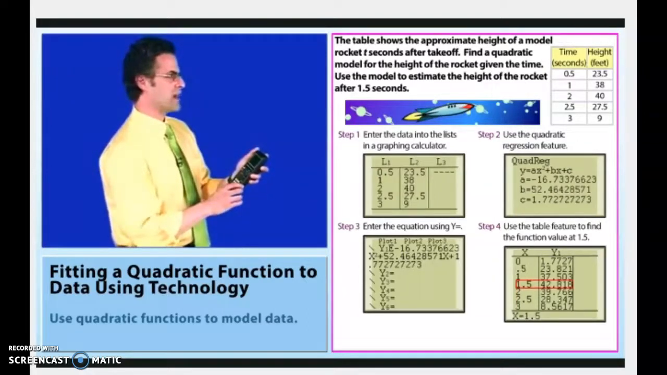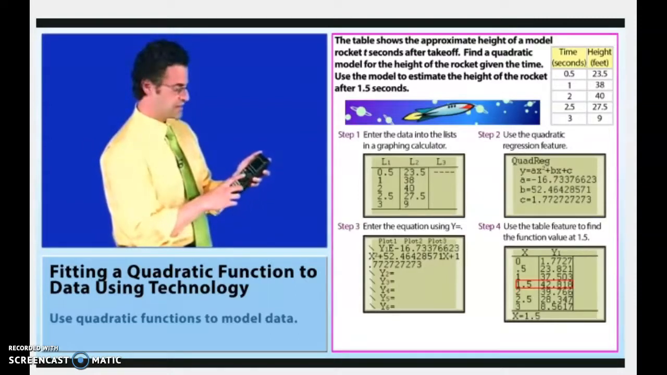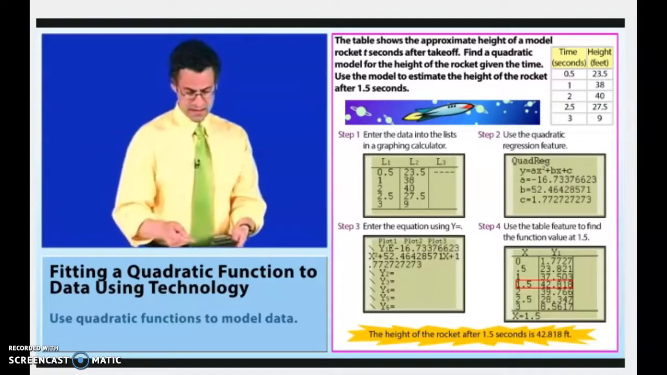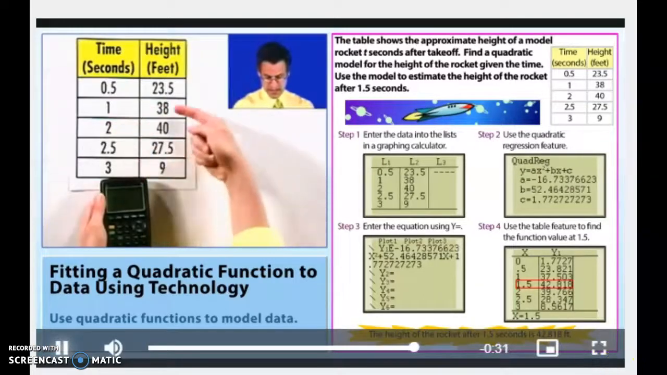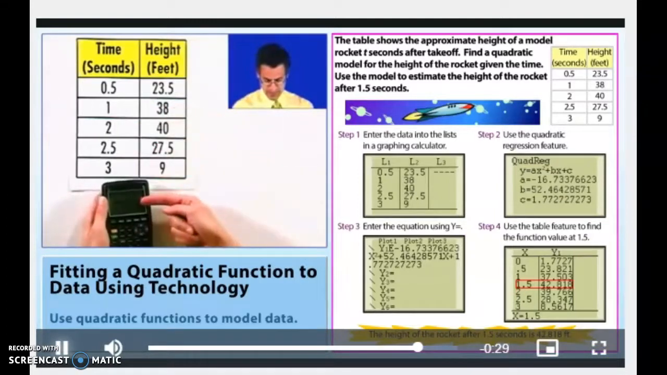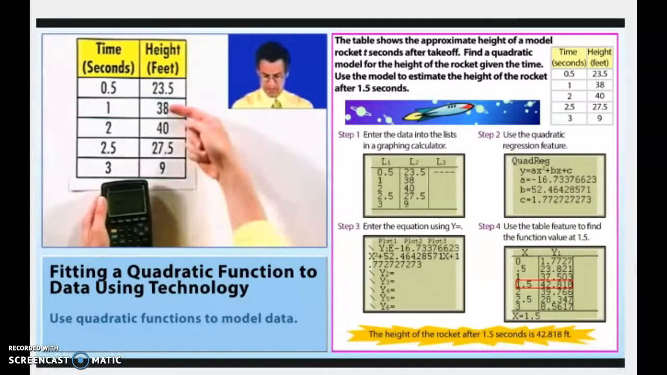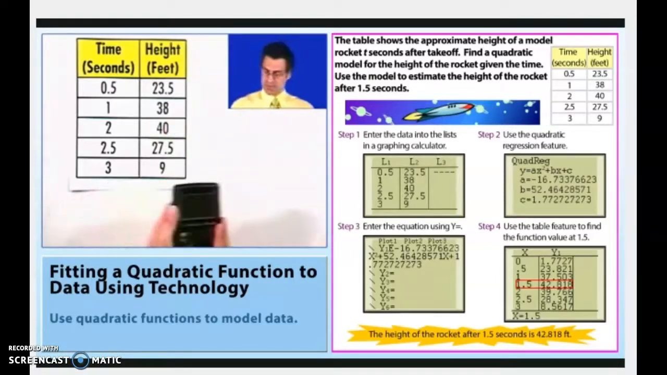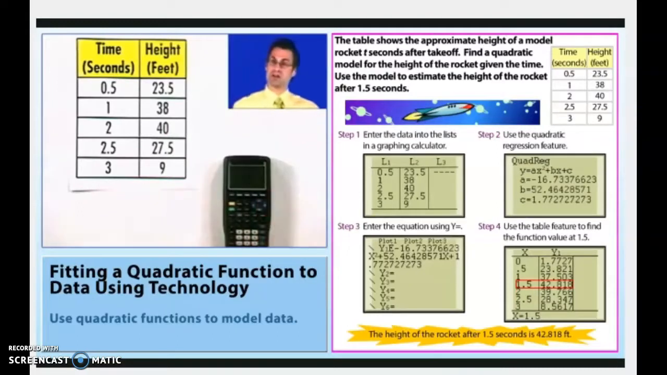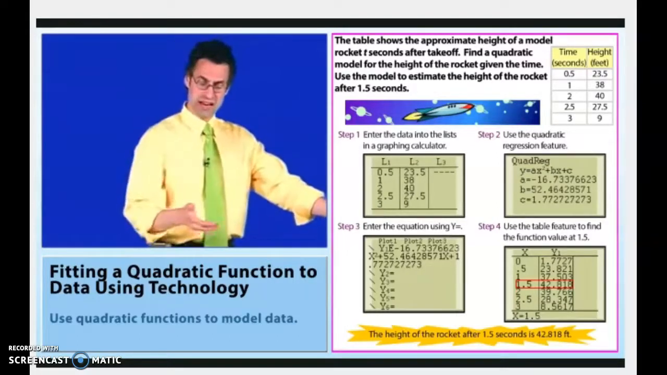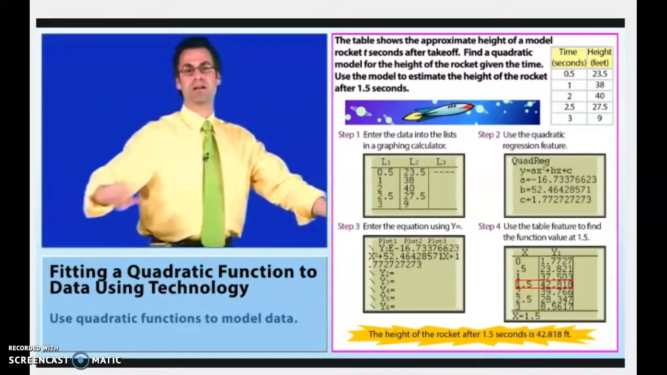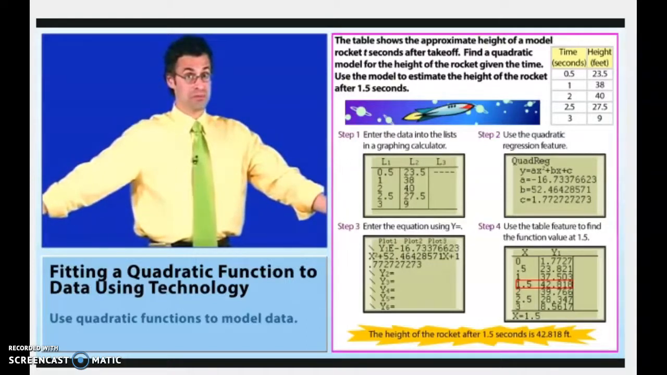feet. The question says, find the height of the rocket at 1.5 seconds, and we see it's 42.818 feet. Is that consistent? Well, 1.5 seconds is between 1 and 2 seconds, and here it's 38, and then here apparently it's 42.8, so it's still going up there, and then by 2 seconds it's already down to 40, so we're already dropping. So this idea of using quadratic regression on a graphing calculator is a really neat way to take a bunch of data and extrapolate the values in between. Terrific. Have fun thinking about modeling with quadratics.